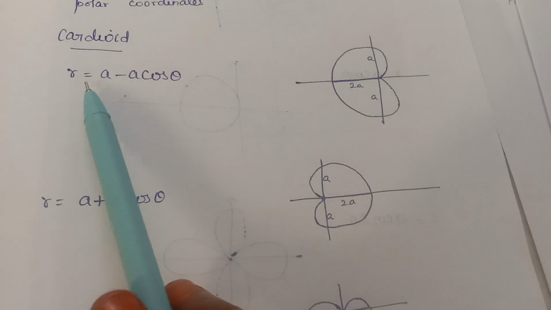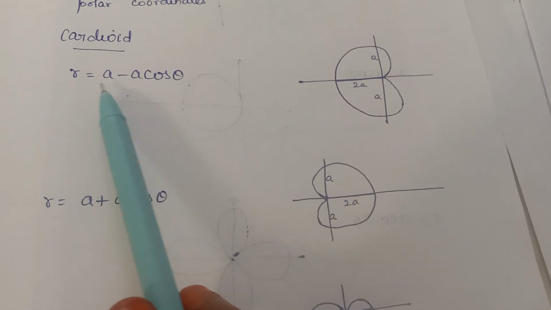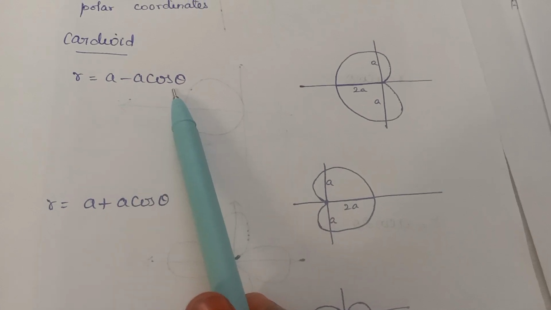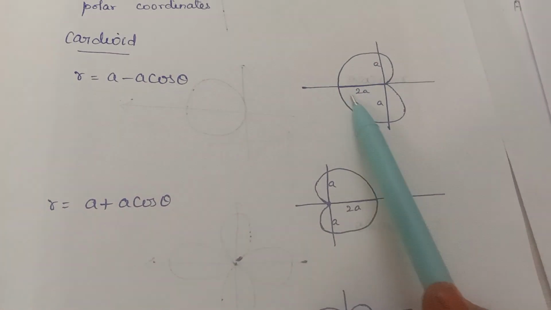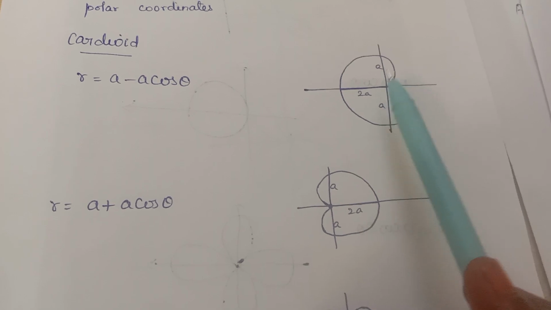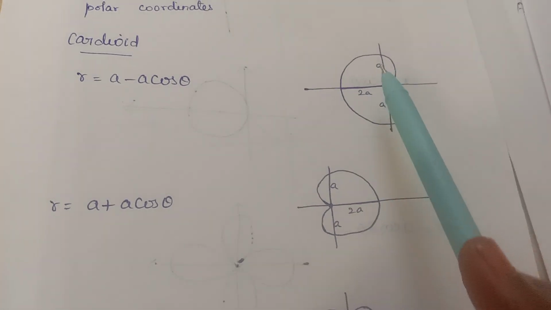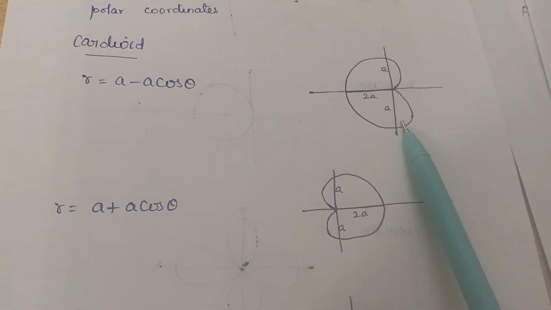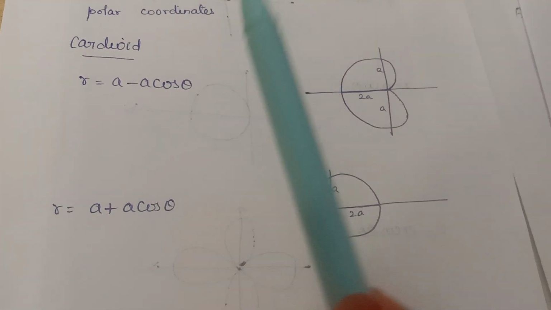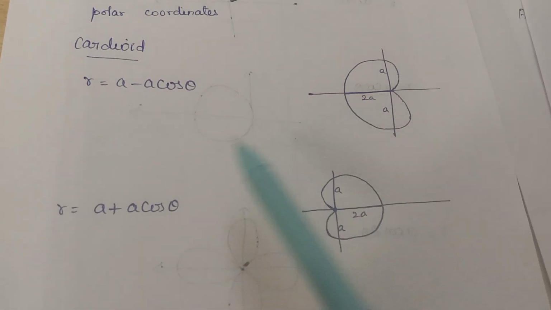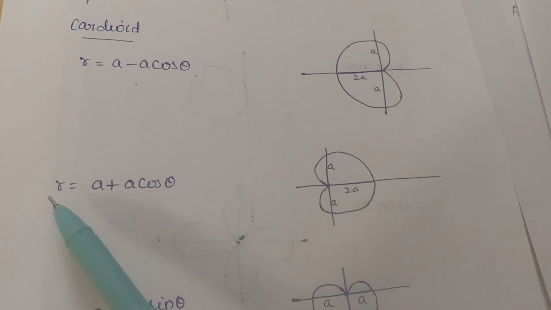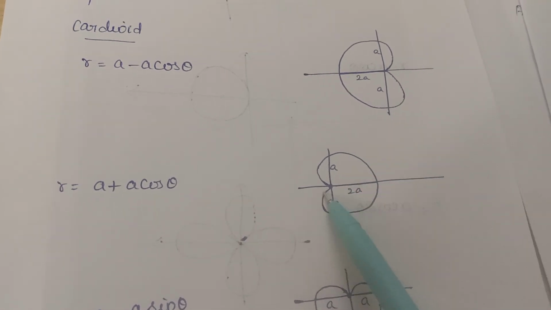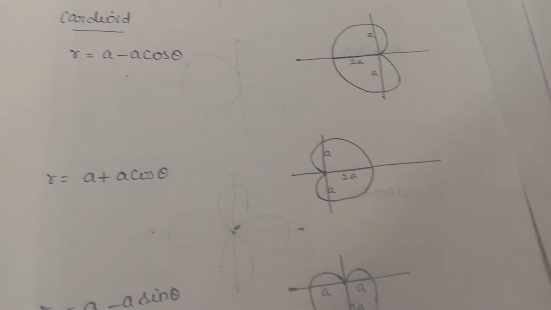Cardioid will take the general form r equal to a minus a cos theta. If it is a minus a cos theta, it will be like this, on this part of the diagram, and this total length will be 2a, and this total length will also be 2a. So a minus a cos theta will come on the left side. And if it is a plus a cos theta, it will come on the right side. The same thing, this length is 2a and this length is also 2a.